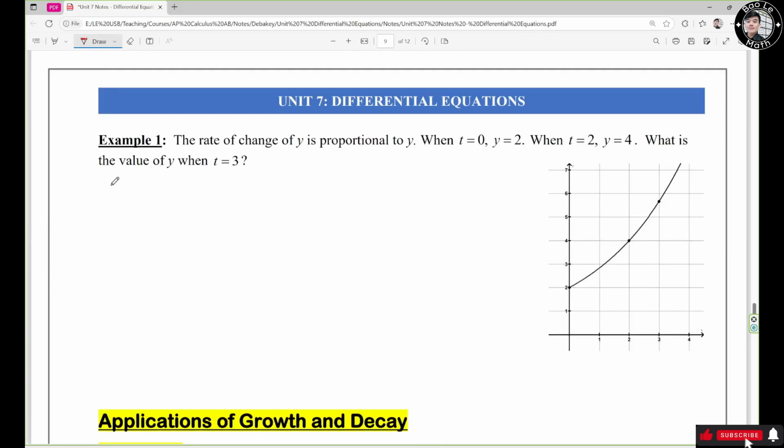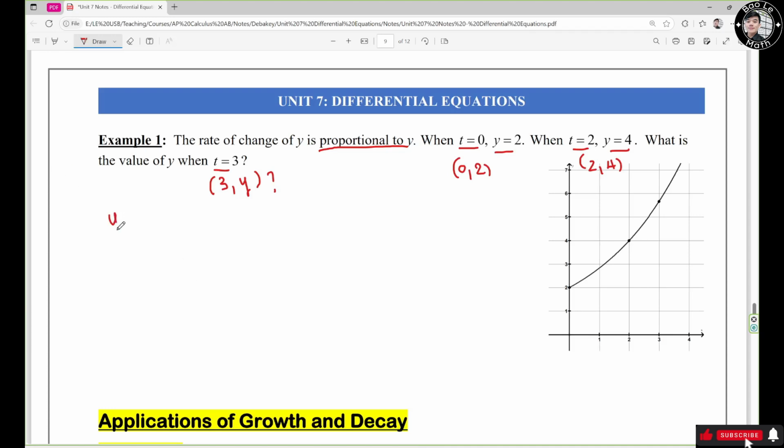Now let's take a look at the first example. The rate of change of y is proportional to y. When t equals 0, y equals 2, so you have the first ordered pair (0, 2). When t equals 2, y equals 4, so you have the second ordered pair (2, 4). What is the value of y when t equals 3? We don't know, so we need to find it.